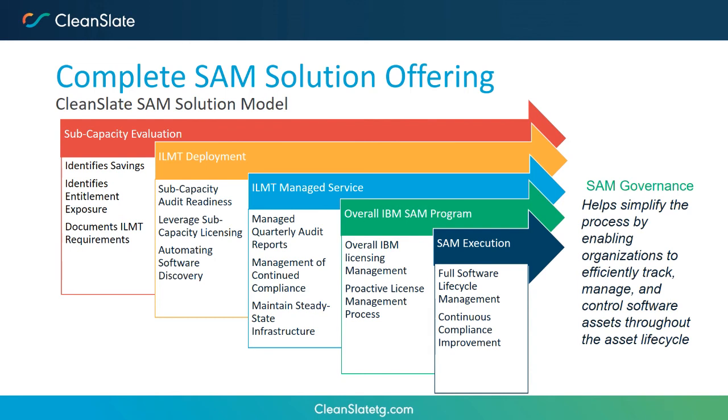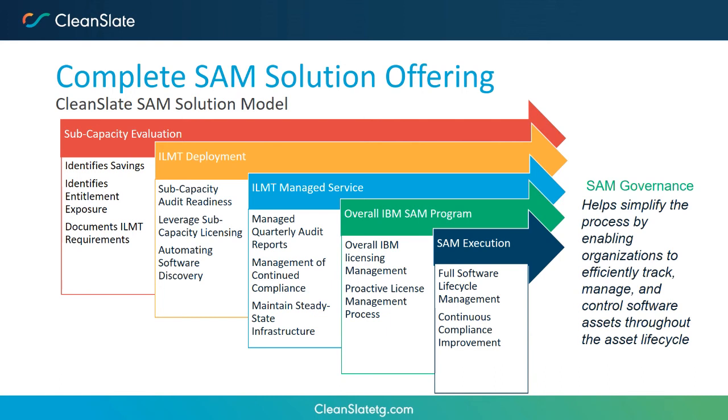So giving you the complete SAM solution offering, there's really a 5-step process here. Number 1 and number 2 really play into the same category. Subcapacity evaluation, we talked about that, and the benefits of identifying the savings by going subcap versus full cap. With the ILMT deployment, you're utilizing subcap, but you're also having the audit readiness with your subcap licensing. You're leveraging subcapacity, but knowing what's running and being compliant with IBM and tying that all together is absolutely key to a complete SAM offering here.